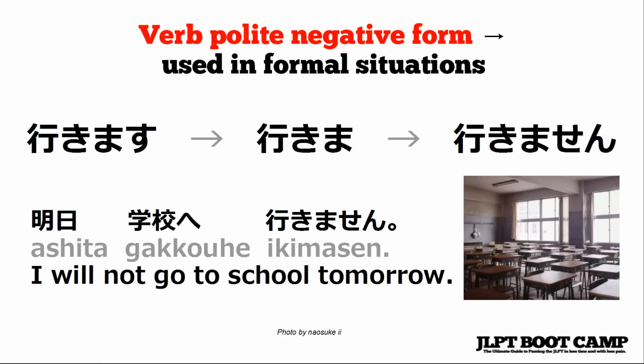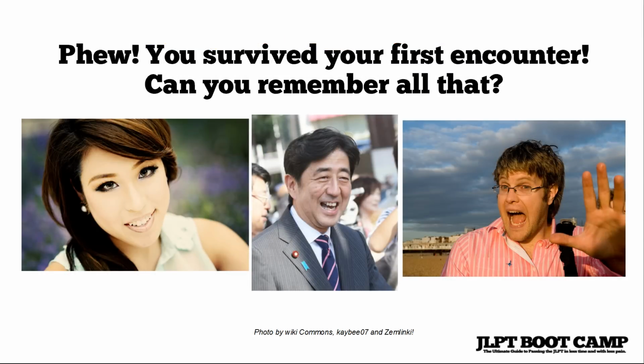And that's it. That's how you form the negative formal conjugation of verbs. You basically just have to cut off the su and add sen. So there you go. Phew! You survived your first encounter, speaking some Japanese to a beautiful woman and a guy that looks a lot like the current Prime Minister of Japan.